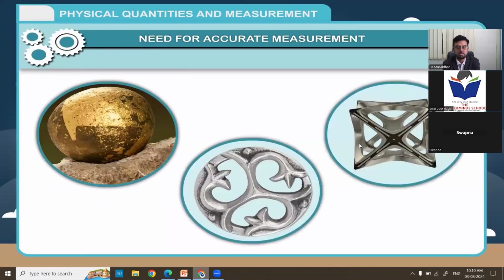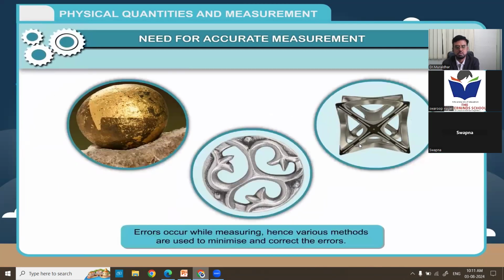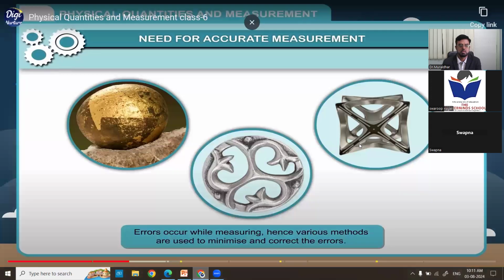Expensive metals like gold, silver, and platinum are weighed extremely accurately. Very often, errors occur while measuring, hence various methods are used to minimize and correct the errors.